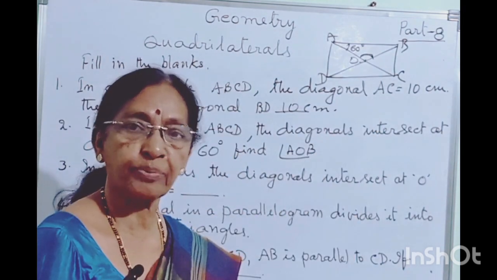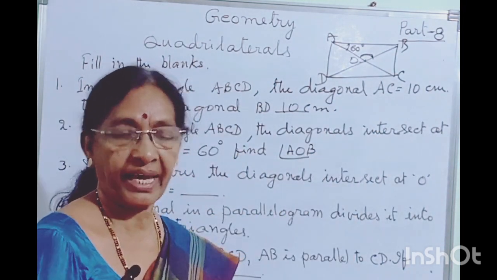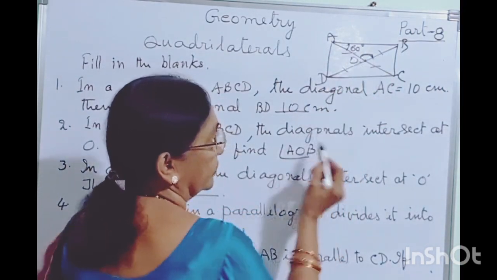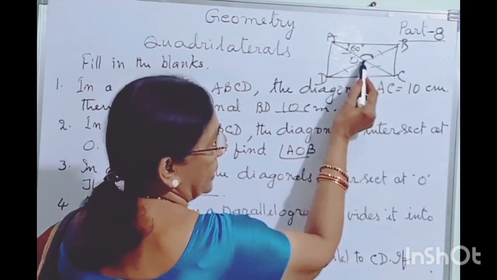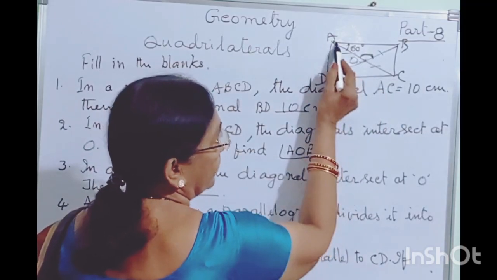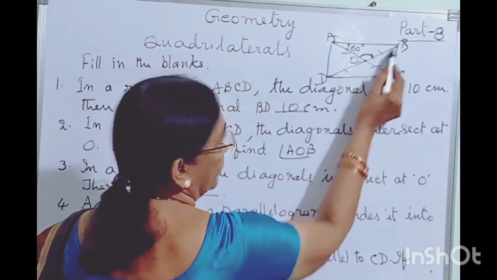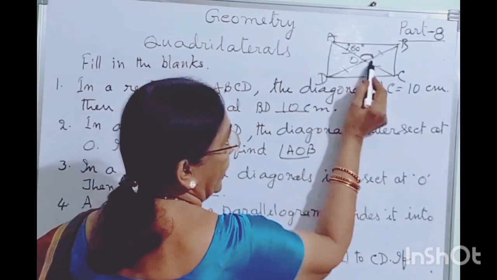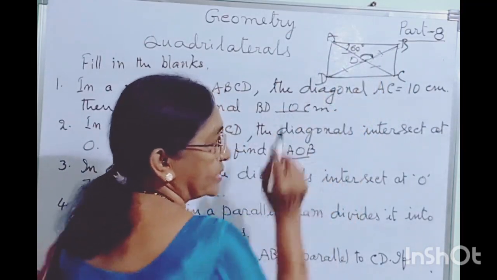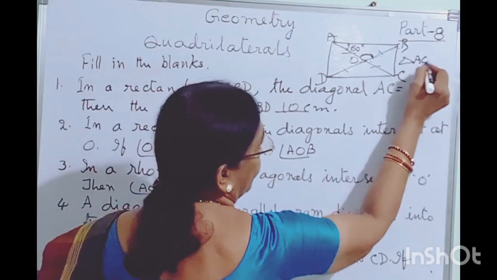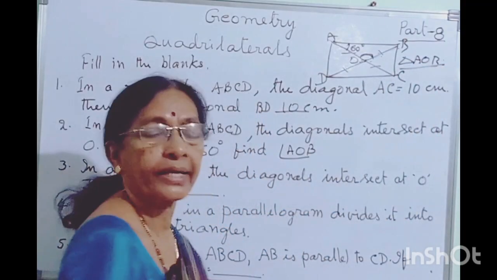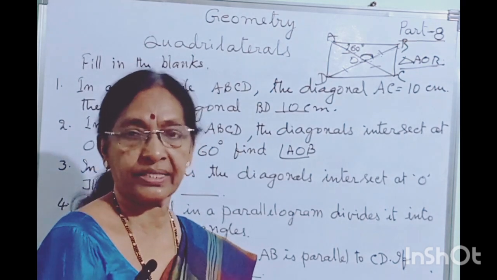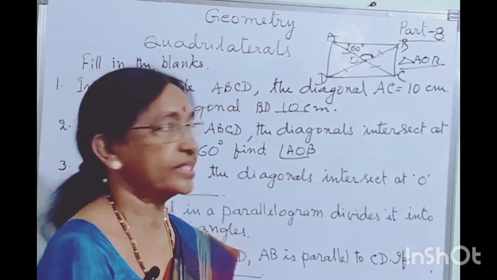Here the diagonals bisect each other and both the diagonals are equal. Therefore, all these portions are equal: OA is equal to OB is equal to OC is equal to OD. Considering triangle ABO, two sides are equal, OA and OB. Therefore, triangle AOB is an isosceles triangle. Two sides are equal, therefore the angles opposite to equal sides are equal.